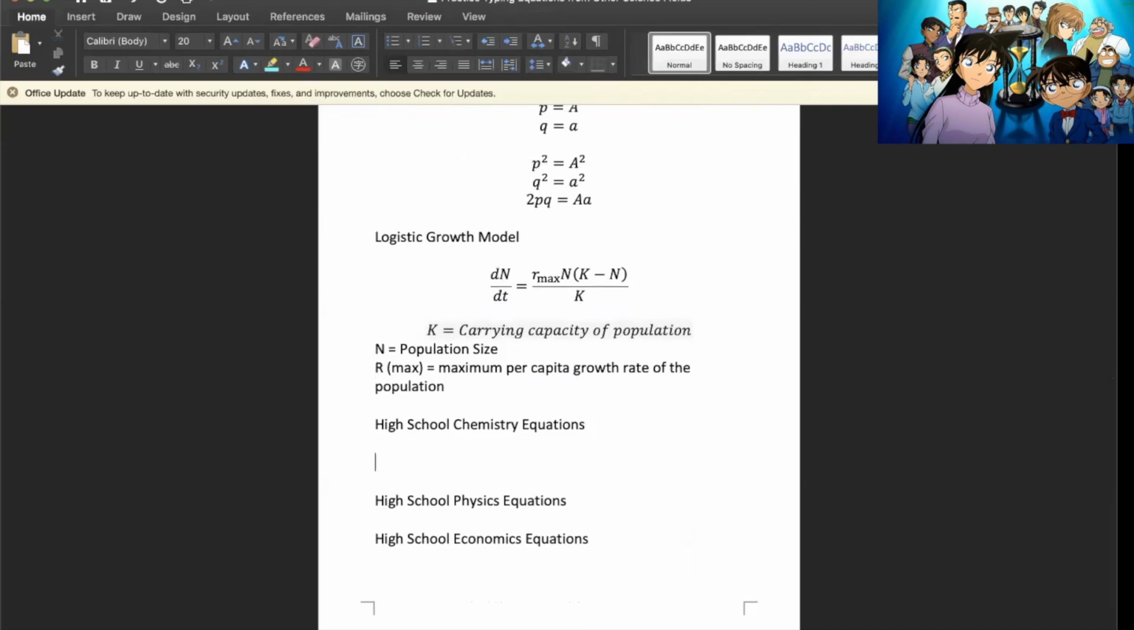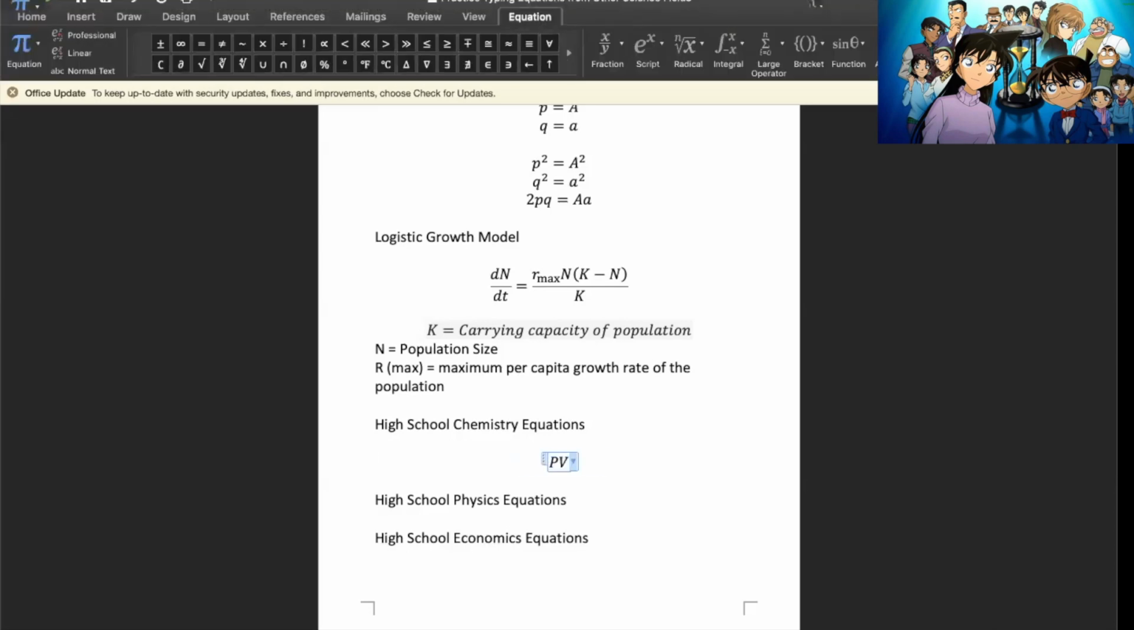Let's go and transfer to chemistry. And here are some pertinent examples we'll use. Let us go and do the ideal gas law. That is simple. That's just PV, pressure times volume, equals n times R times T. It's the ideal gas law.